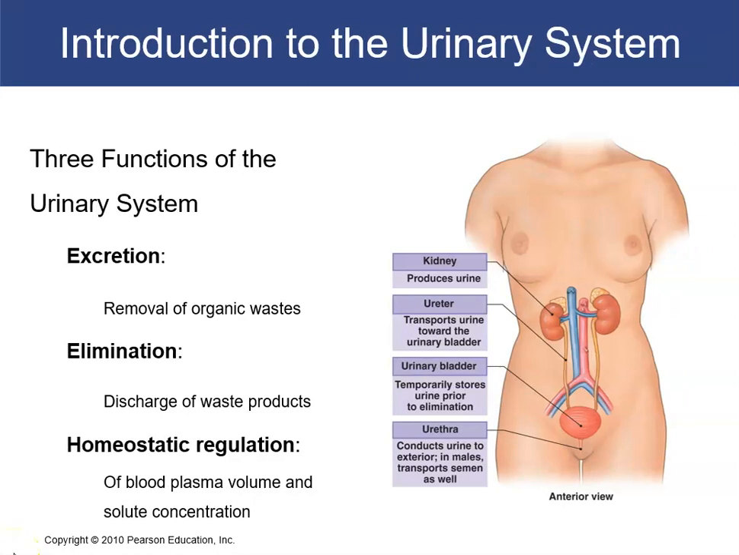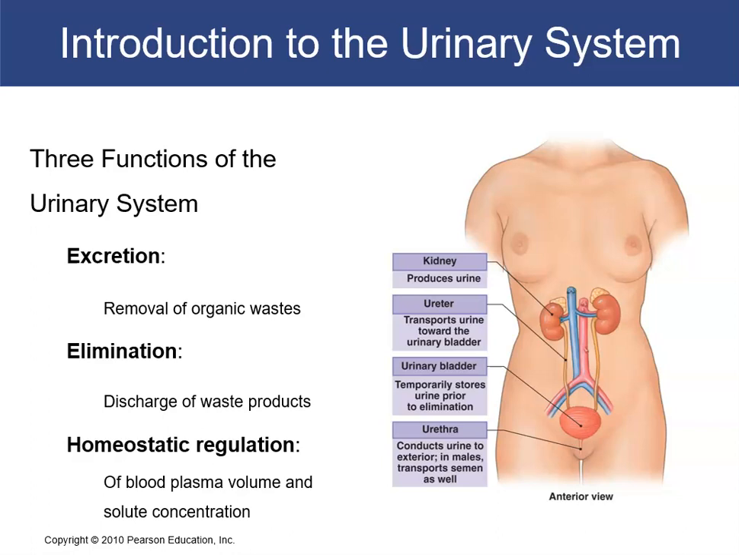In this unit, we are going to look at the anatomy and physiology of the urinary system. There are three main functions of the urinary system. The first is excretion. This is the removal of organic waste products from the blood. Second is elimination. This is the discharge of the waste products into the environment. And thirdly, homeostatic regulation. This is regulating the blood plasma volume as well as the solute concentration of the blood.